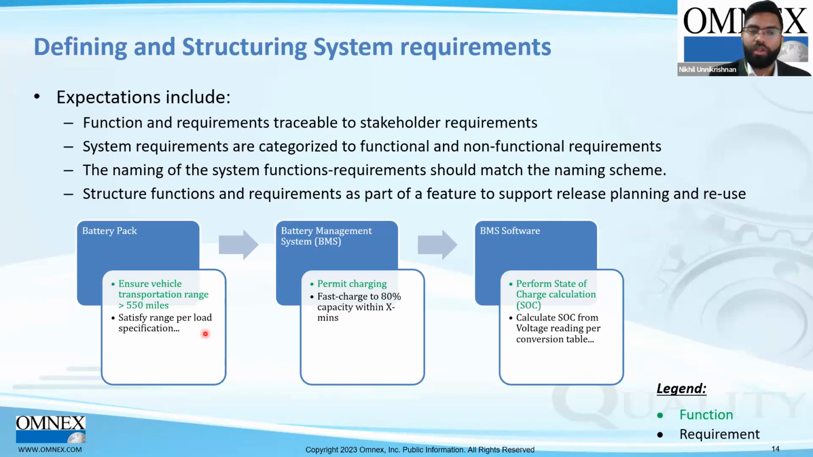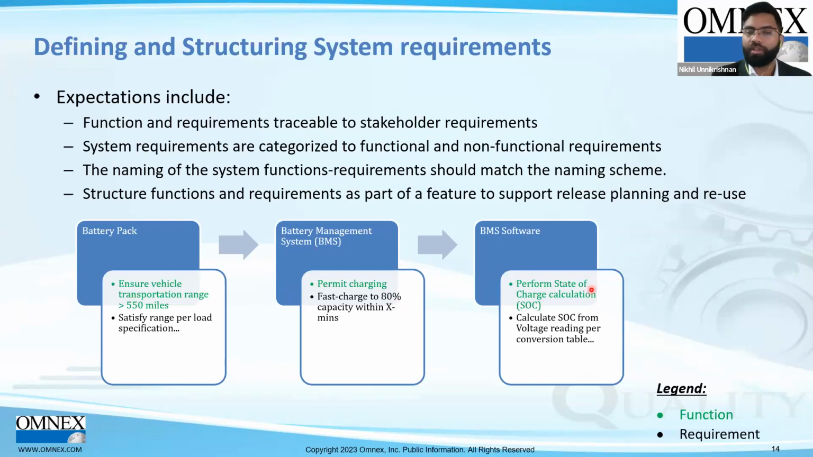Now, of course, you can have multiple requirements tied to one single function. And then as you go into the next level, which is a subsystem, you have permit charging, which will then support this particular function at the higher level. And then you can see fast charge to 80% capacity within the next minutes. That's again saying that that's what needs to happen to support what the battery pack needs at the higher level.